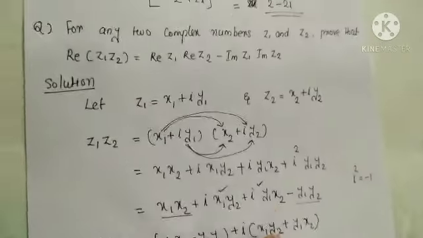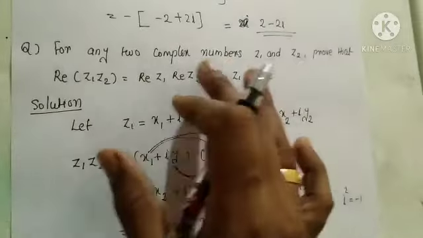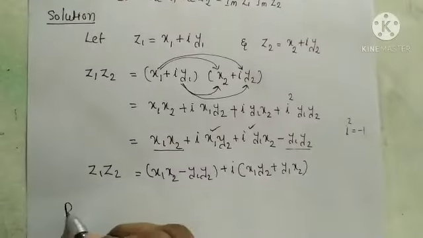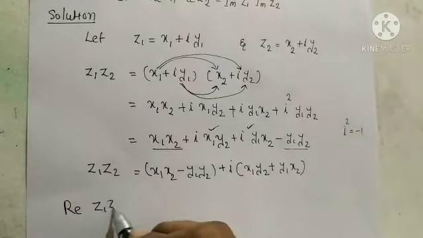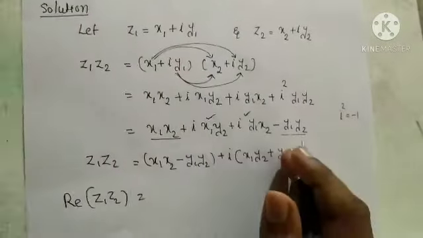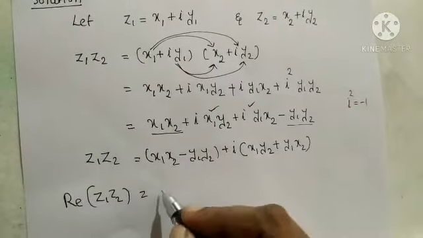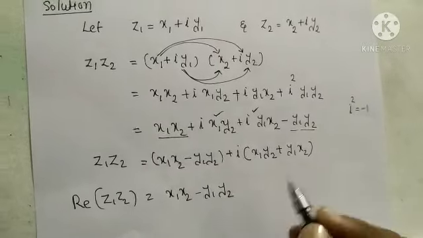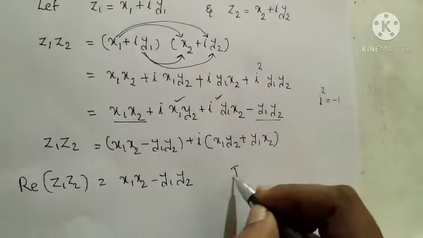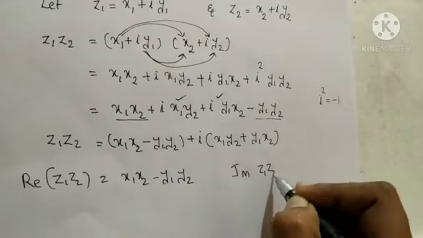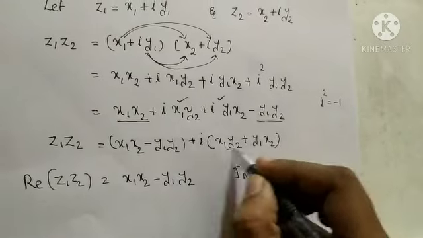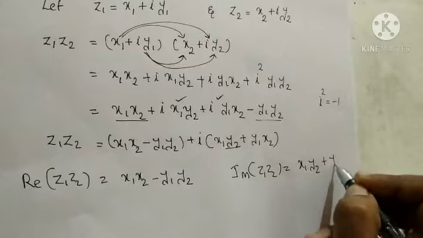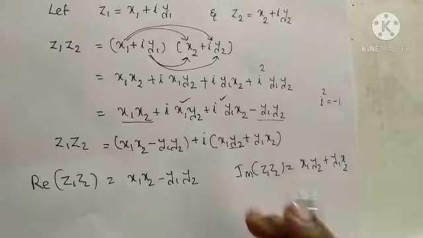Answer. So here in this question we need to find out the real part of z1 z2. So the real part of z1 z2 is equal to x1 x2 minus y1 y2, right? And the imaginary part of z1 z2 is equal to this term, that is x1 y2 plus y1 x2.